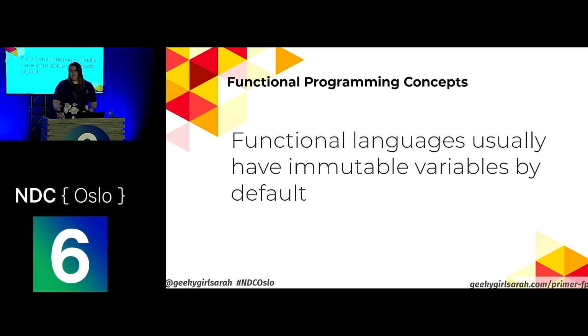Because of that, functional languages usually have immutable variables, so you can't change them. Once you store a value in them, they don't change. Some languages let you play with that, but this is a concept for a safety reason. It's to make sure your outside state doesn't change. Hopefully once you set it, it's always going to be the same throughout your whole program. And if you want it to change, you have to deal with it yourself.